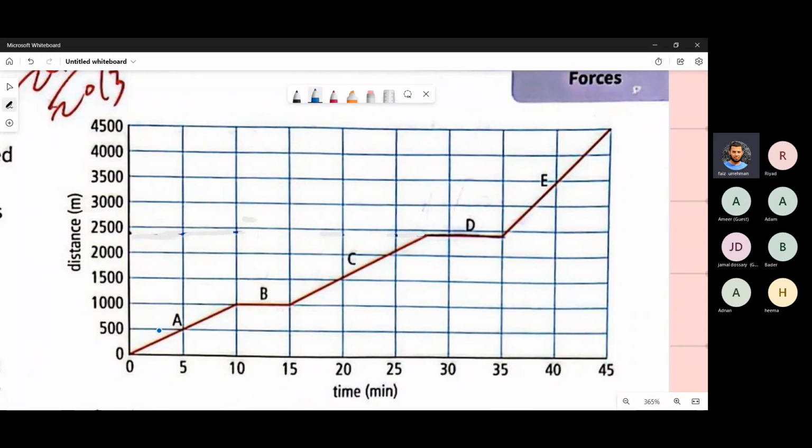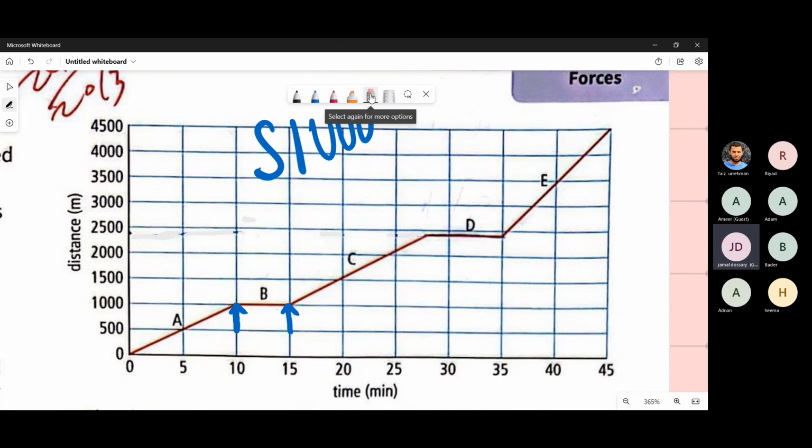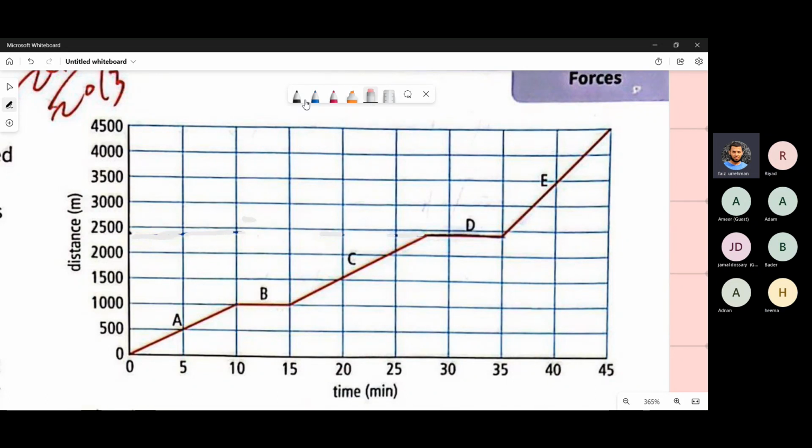Okay. So within the first 10 minutes, that student traveled 1000 meters. Now tell me, between these 2 blue lines, what happened? He took a break. How do you know that? Because he's tired. Yes, he took a break.